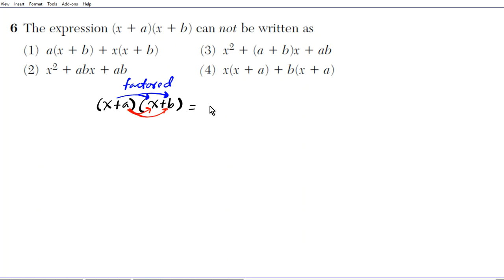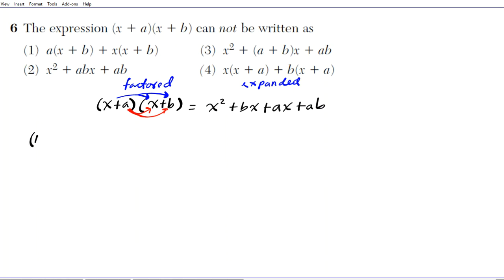X times x is x squared. X times b is bx. And then x times a is ax. And then a times b is ab. Okay? So this is the expression in its expanded form, and it has been simplified completely because no further simplification can be carried out. Now let's take a look at option 1.